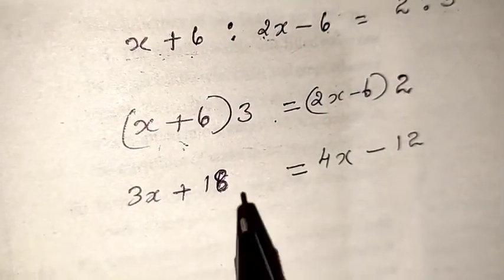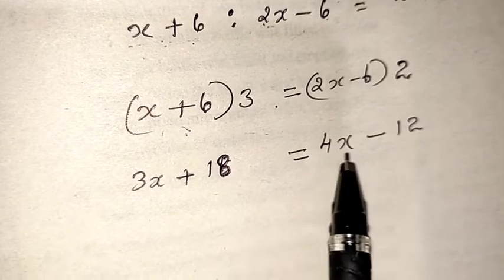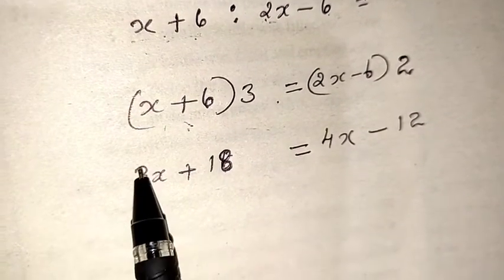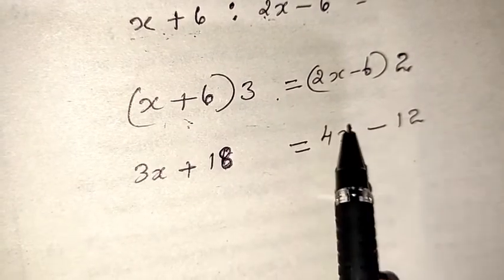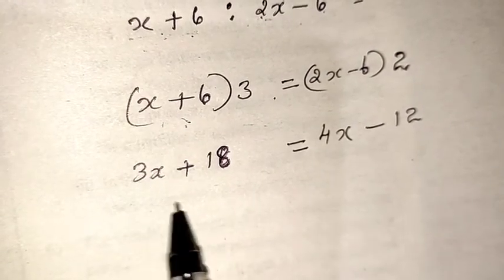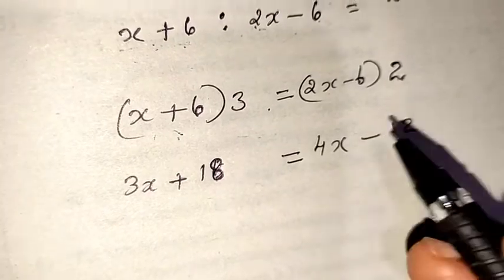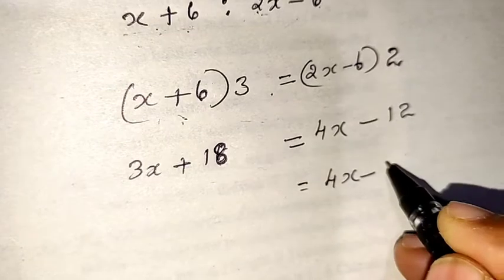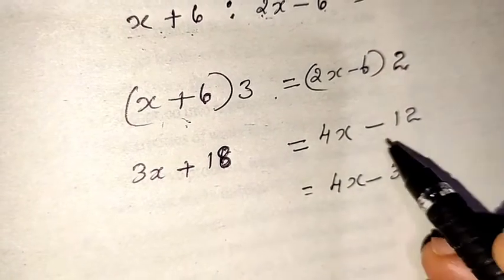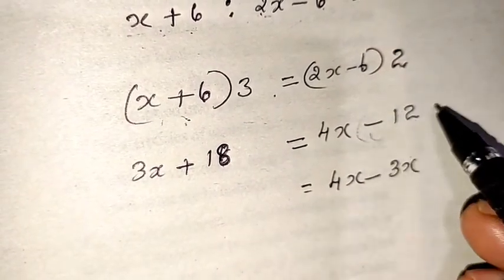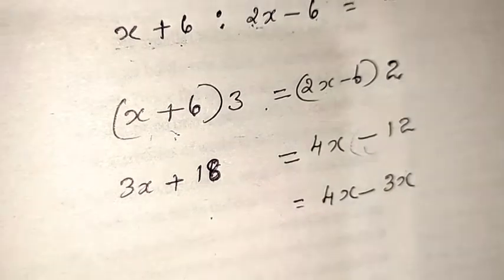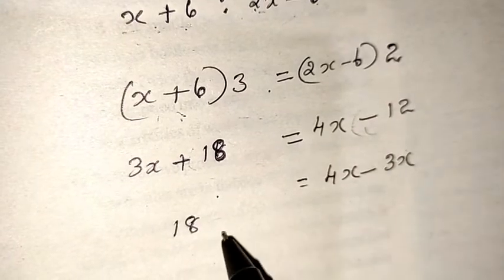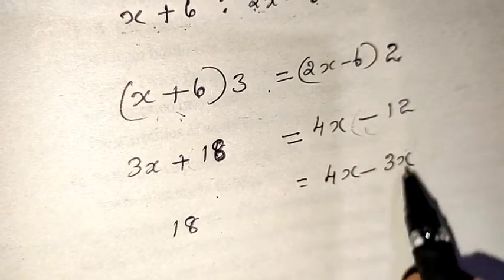Okay, so now we need to move variables on one side and numbers on the other side. Let us move this 3x. Here we have 4x and here we have 3x. Let us move this 3x to this side. Then 4x minus 3x. And here we have a negative 12. Move this negative 12 to this side, where we have already an 18.